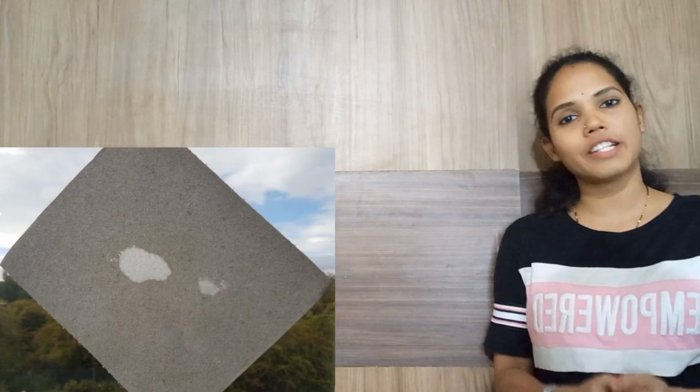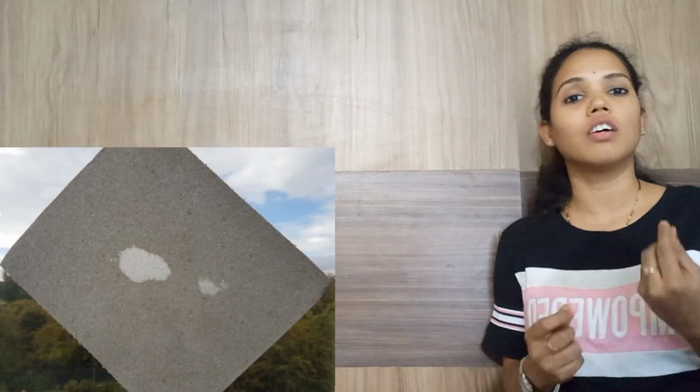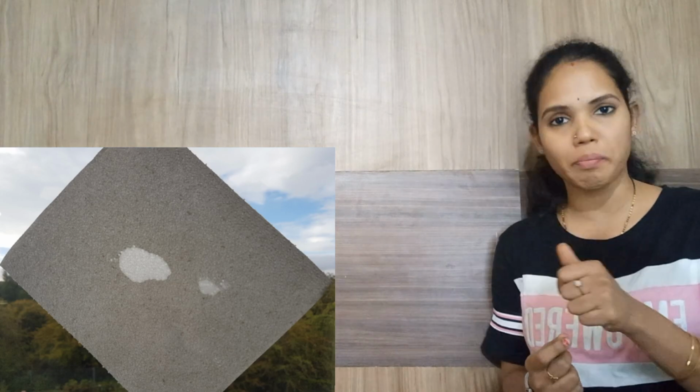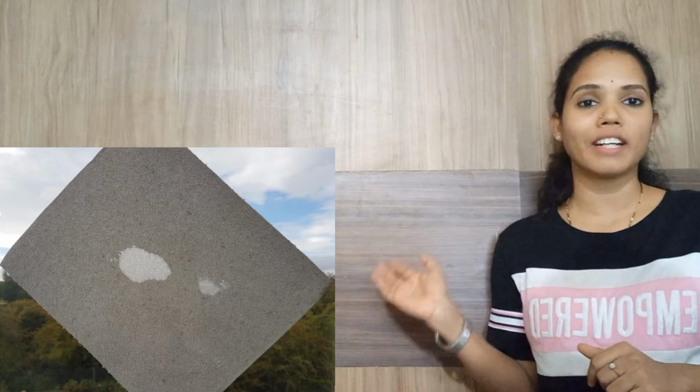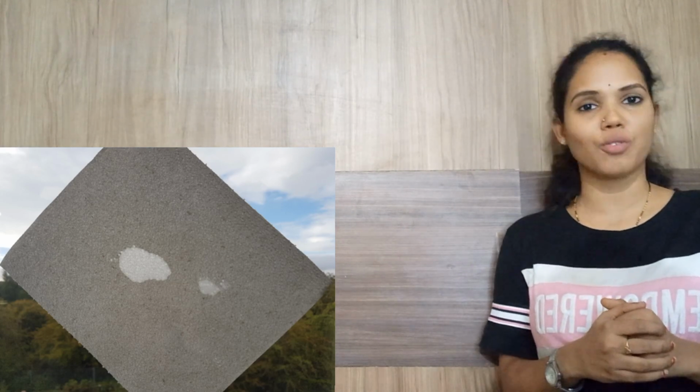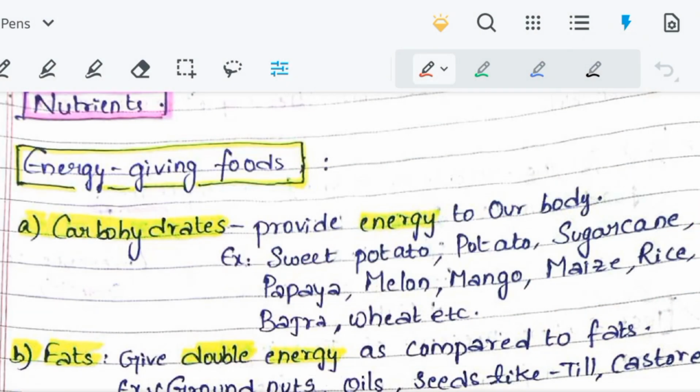Now, the third test is for fats. It is very simple. You can just take any nuts or fat sample and rub it on paper. If the paper turns translucent or leaves an oily patch like shown in the picture, it shows the presence of fats. So students, now that we understood what nutrients are, we'll understand the specific importance of each and every nutrient in detail.